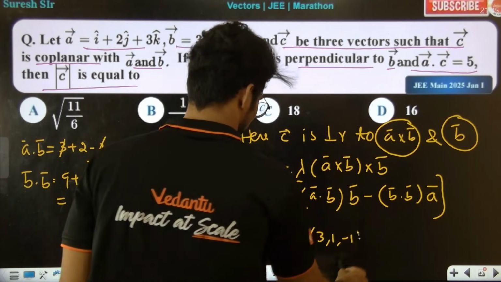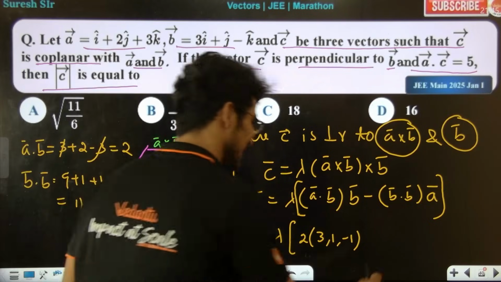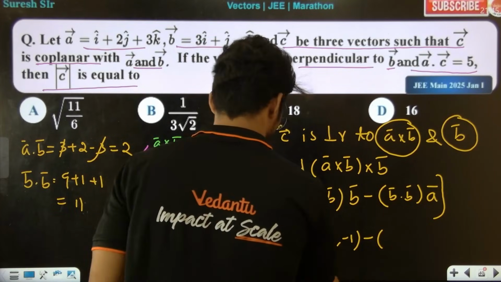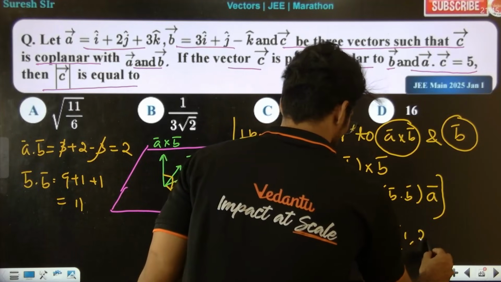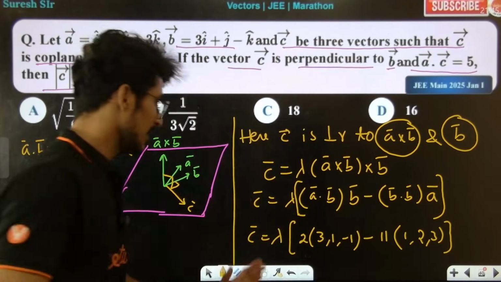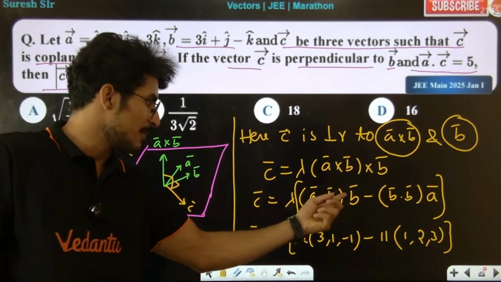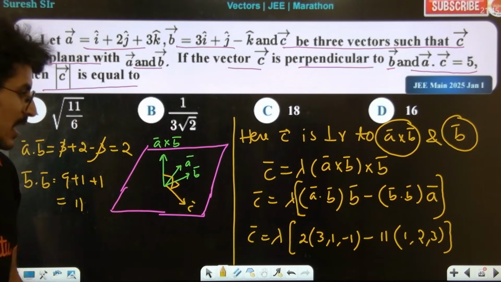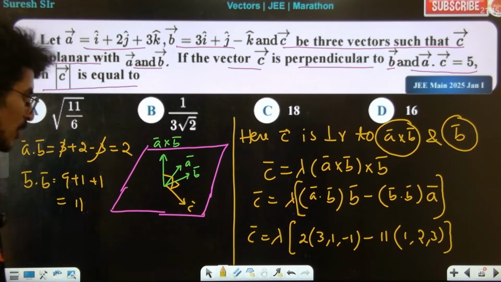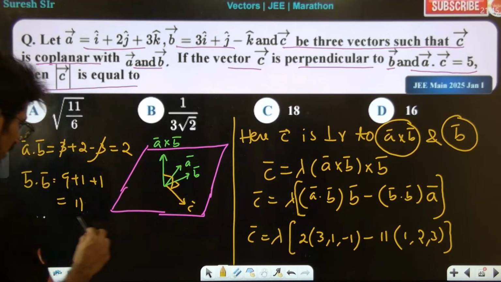3, 1, minus 1. Let me write the vector like this in style. B dot B is 11. A vector is 1, 2, 3. So I am writing A dot B as this, B vector, B dot B, and A vector. Okay? So now it has come.